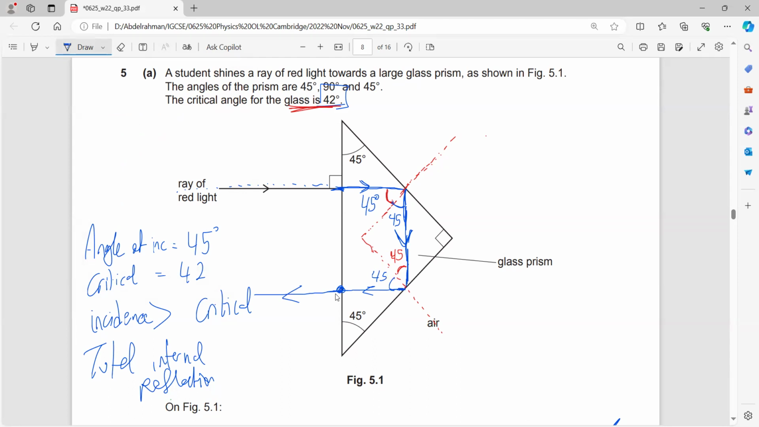Be careful, this question is not that hard. But you need to remember what the critical angle is, what total internal reflection is, all of these things. Okay, I hope you've finished up your drawings.